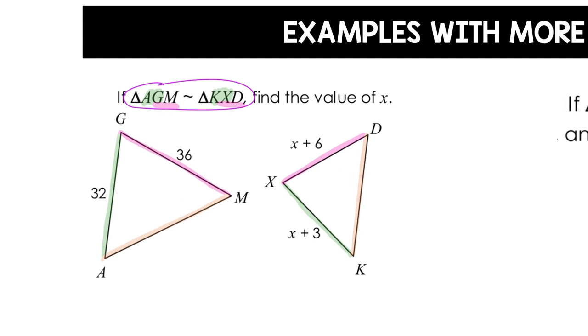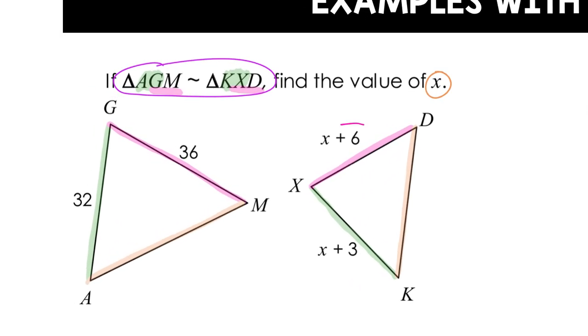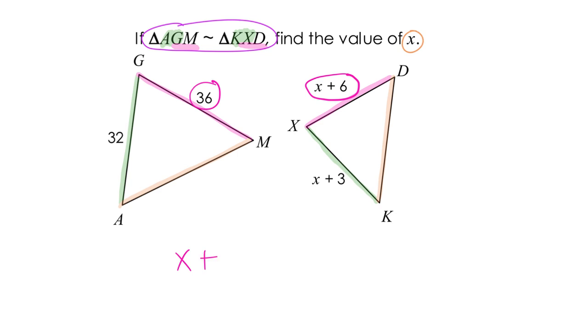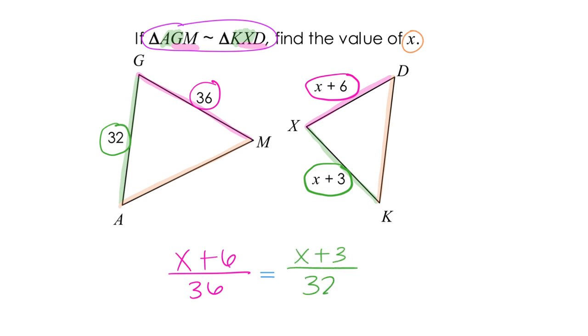So it says find the value of X. All right, let's just try to set something up here. So if I take this pink side, that pink side corresponds with this side over here. So I'm going to write that as a ratio, x plus 6 over 36. And then we're going to set that equal to another ratio. So if I look at this one, x plus 3, that corresponds with the 32 over here. So I'm going to set it up the same way, x plus 3 over 32.